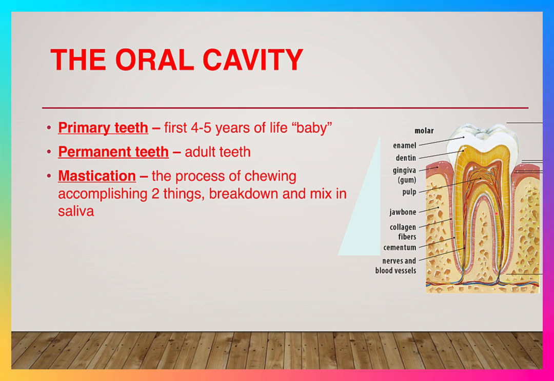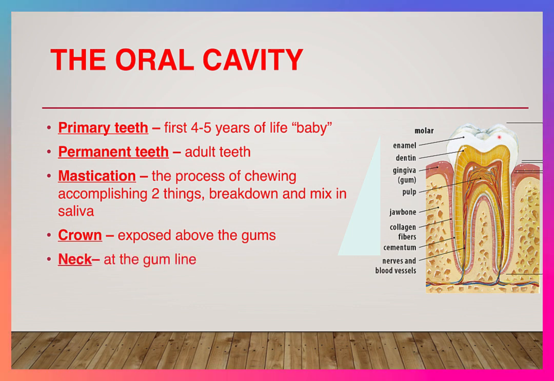Now the process of chewing is called mastication. Again, it accomplishes two things: the grinding down, but then also mixing this material with the saliva, which is important digestive juice. The top of this is called the crown, where most of the action is. There's the neck, which is at the gum line of the tooth, and then the root, which is below the gum line, which anchors the tooth in the mandible or maxillary bone.